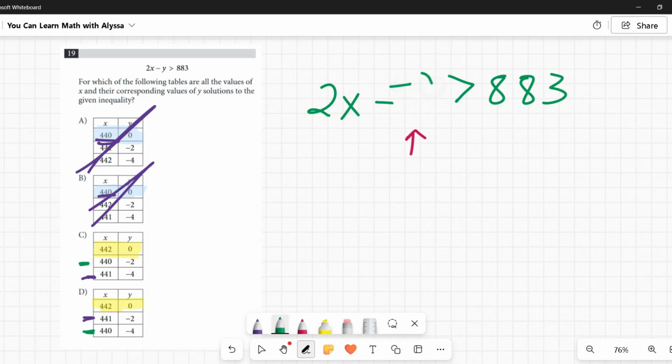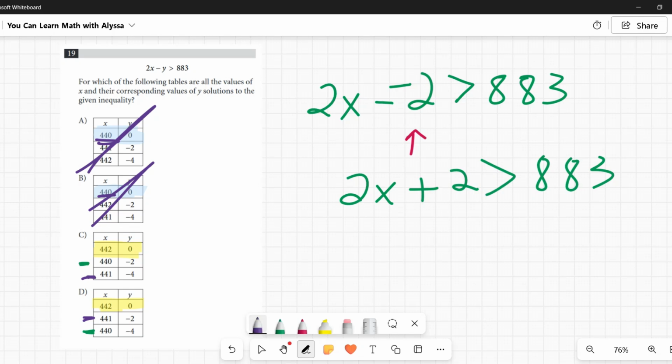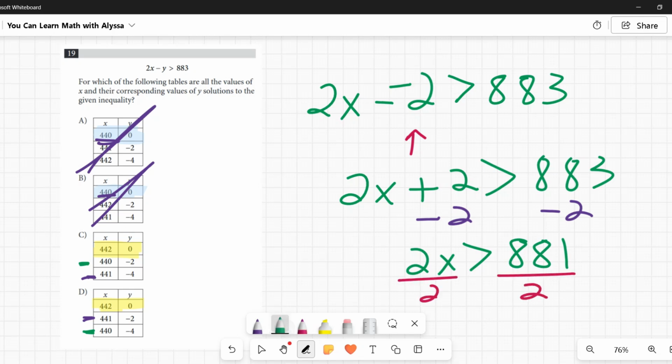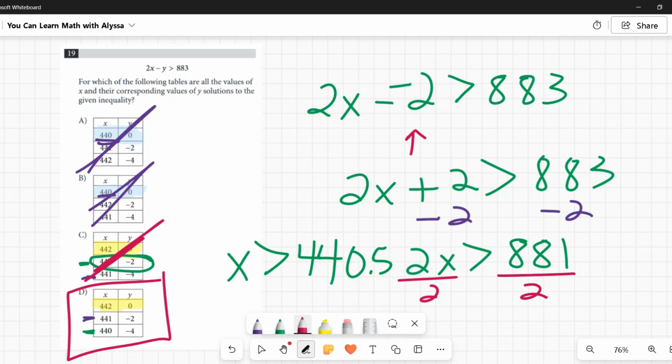I'm going to plug in a negative 2 for y. So 2x minus a negative 2 is 2x plus 2 is greater than 883. Then to solve for x, I subtract 2 from both sides to undo that adding 2. Then I get 2x is greater than 881. Then to undo the multiplying by 2, I divide by 2. And I get x is greater than 440.5. So x is greater than 440.5. This one is not true. That just says 440. Nope, that can't be it. That one is out as well, and D must be my answer.